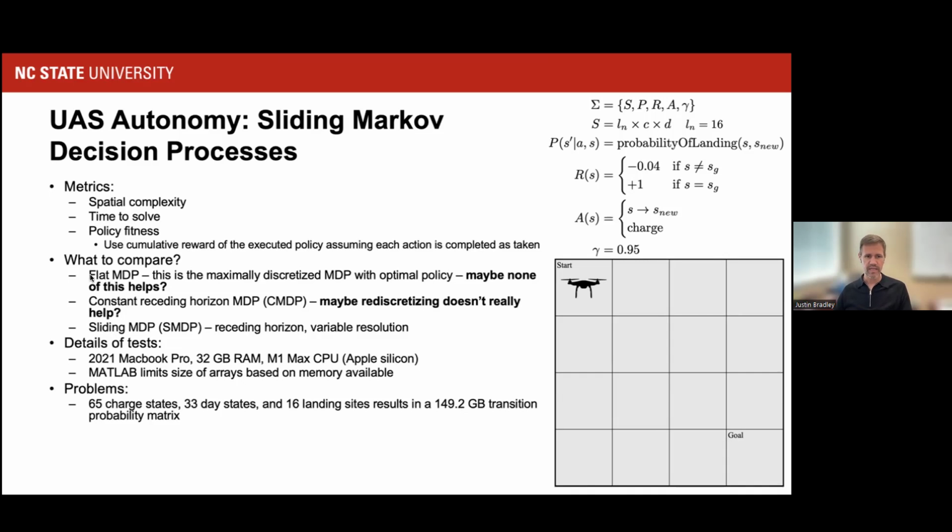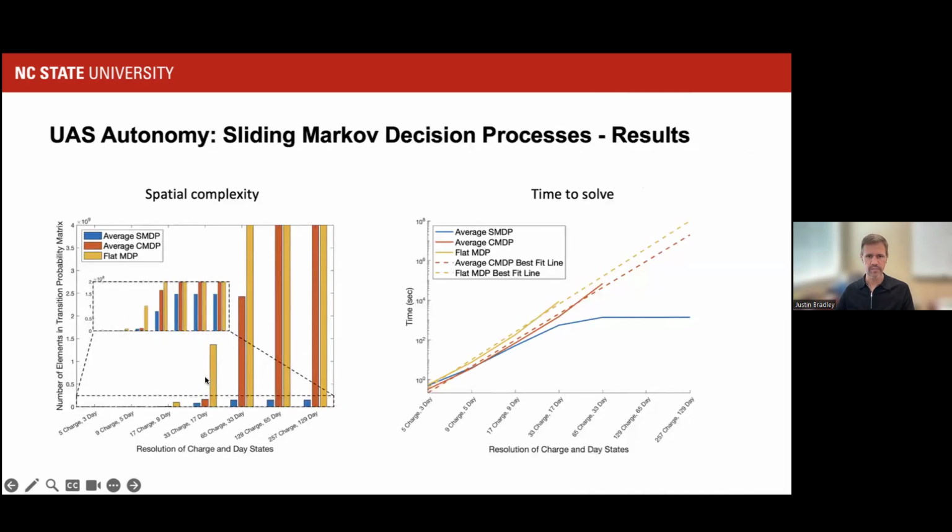And I'm going to compare that against a constant receding horizon. So, maybe this rediscretization step doesn't really do anything. Maybe the real key is just this bounding of the horizon. So I'm going to try to tease those apart. And a few details here of the MacBook Pro that we ran this on. So some pretty nice results here.